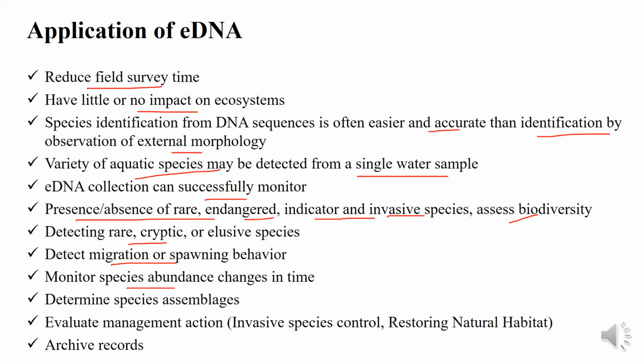And monitoring species abundance changes in time, so you can estimate abundance over time. And determine the species assemblage. In a particular region, if you get lots of species in a sample, then you can tell the species assemblage, what species are present in that region. So assemblage can also be identified from eDNA. And also evaluate management actions, like fisheries management, habitat management, habitat restoration, species restoration or invasive species control. These are the different management techniques you can take from eDNA.